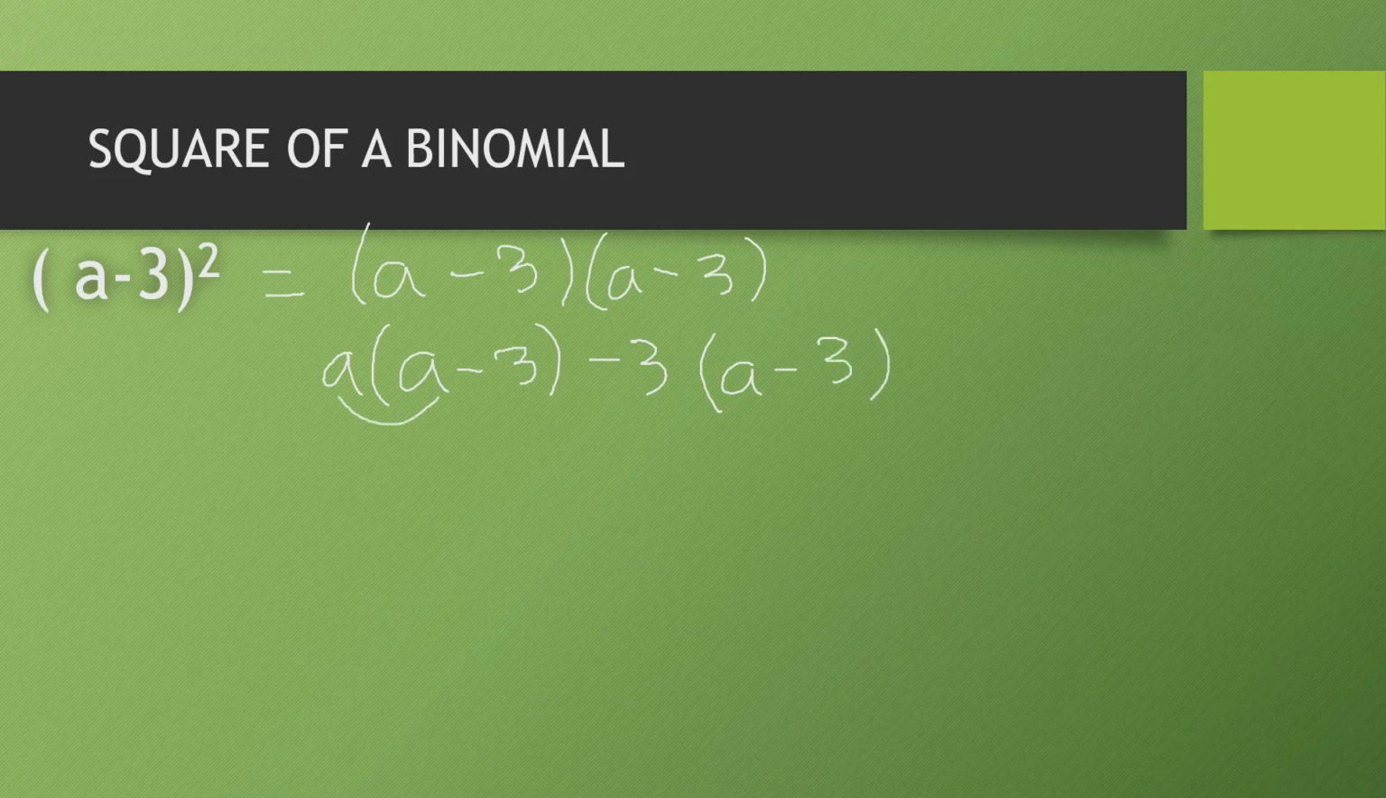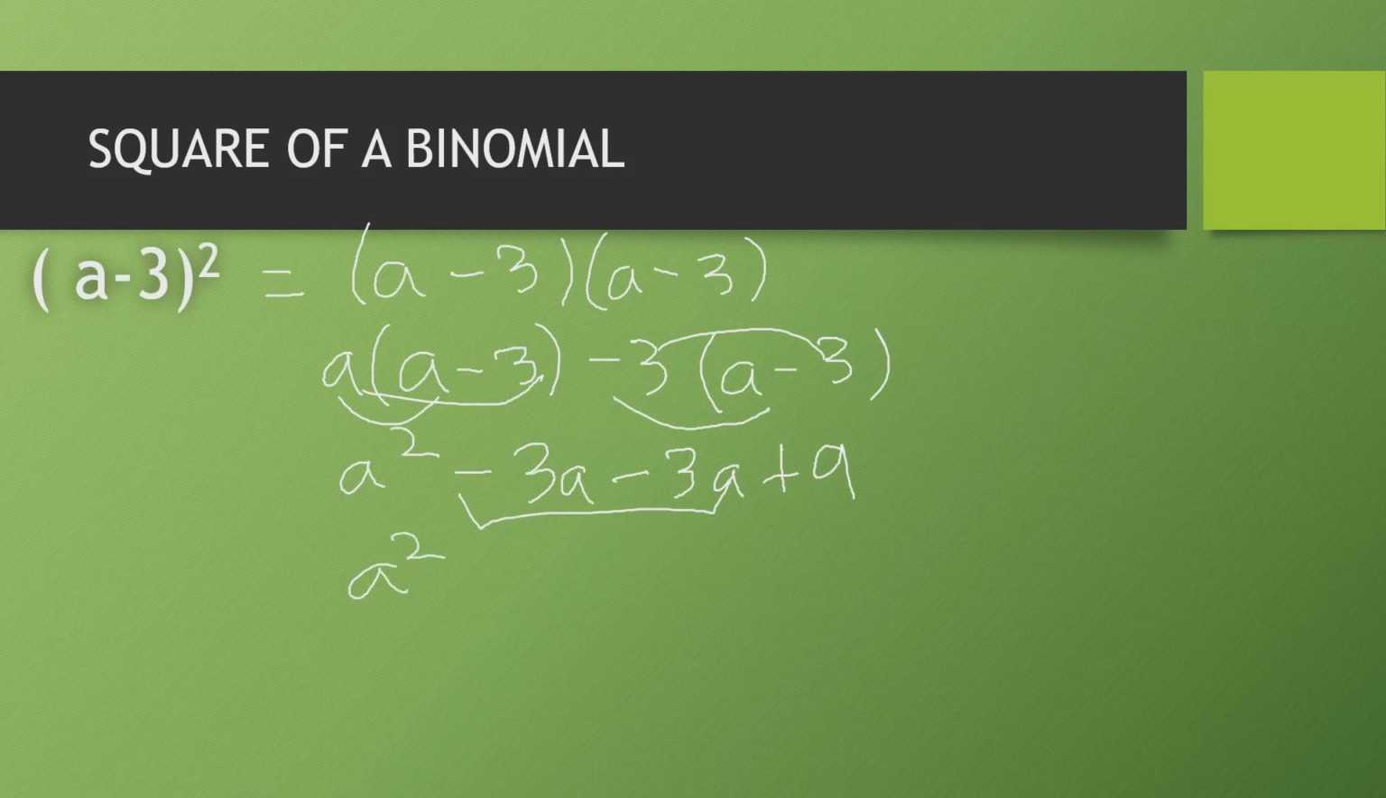Distribute. A times a, we have a squared. A times negative 3, that is negative 3a. Negative 3 times a, again, that is negative 3a. Then negative 3 times negative 3, negative times negative is positive 9. Then again, combine the similar terms.